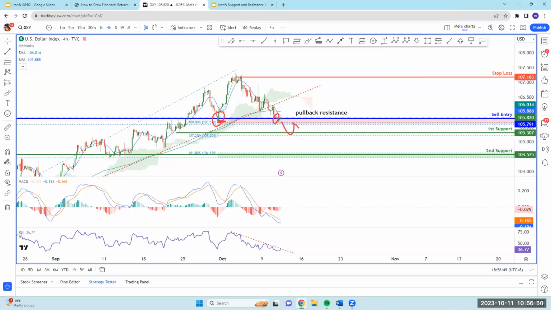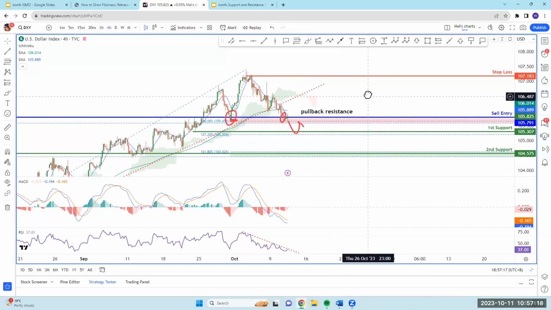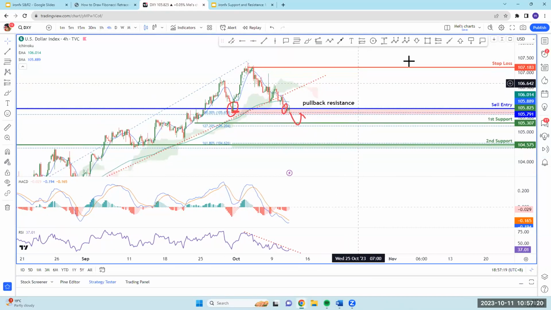So how did you come about selling this chart? How do you figure out sell in this chart? The market is going downward. How did you figure it out? Because it's bearish.